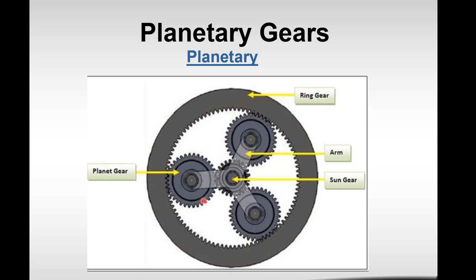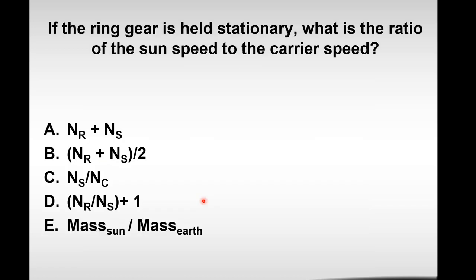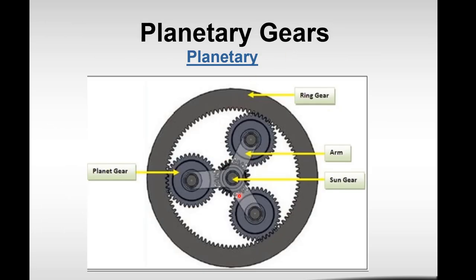And what I'd like you to do is take a shot at figuring out this question right here. If the ring gear is held stationary, what is the ratio of the sun speed to the carrier speed? Again, the sun is in the middle. If the sun has some certain speed, how does that relate to the carrier speed? The carrier is this piece right here that holds the planet gears. So you can reason this through, and let's see if you can do this.